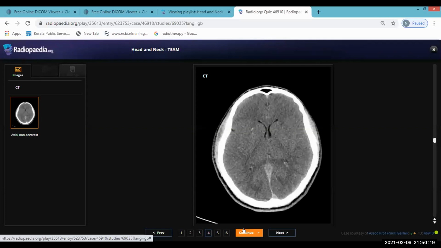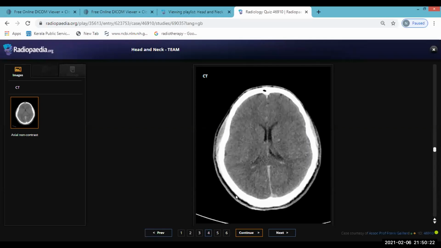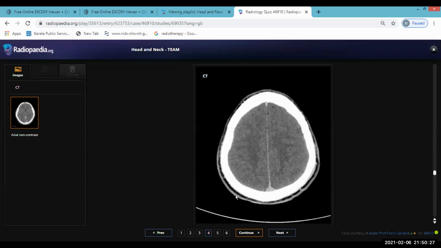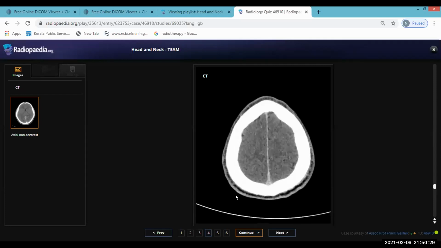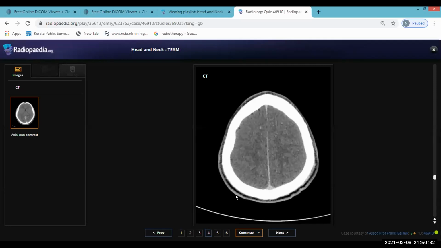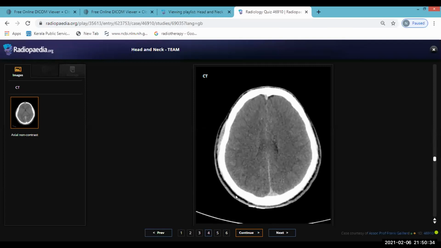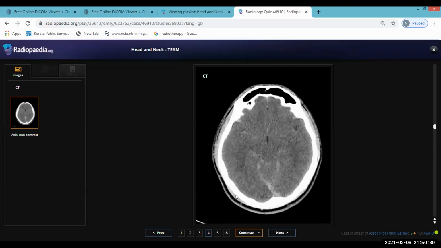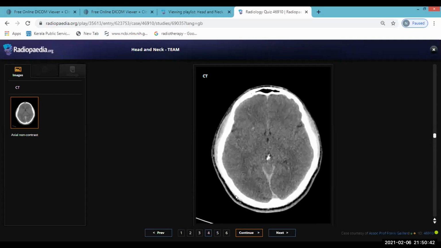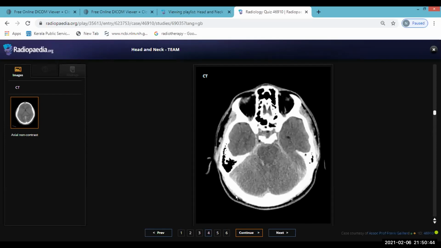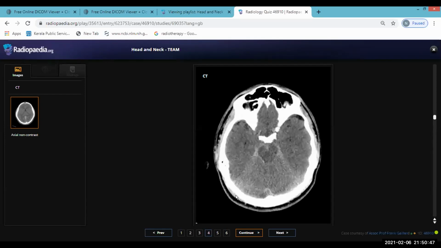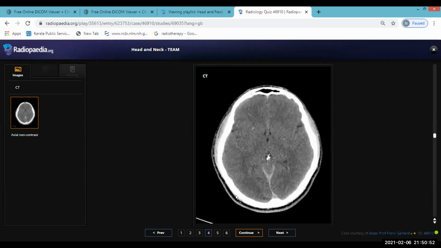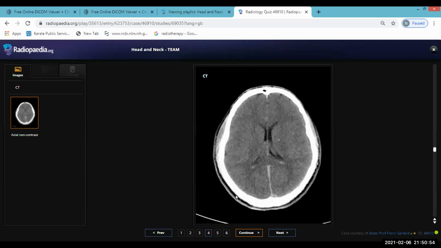Okay, the same patient. I'm provided with axial sections of CT brain images. I can see multiple hyperdense foci at the gray-white matter junction in the bilateral cerebral hemispheres. This might be diffuse axonal injury in the history of road traffic accident. The rest of the brain parenchyma appears normal, with no evidence of any extraaxial bleed noted.